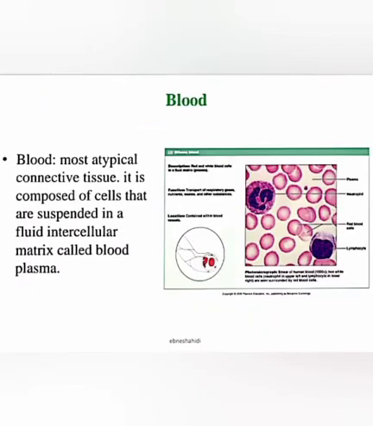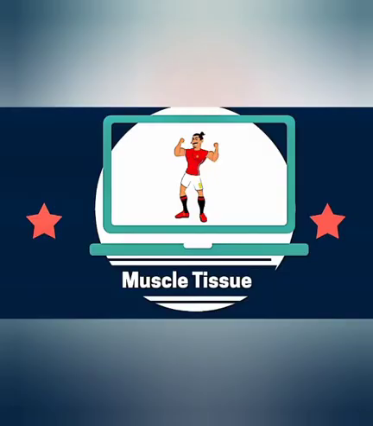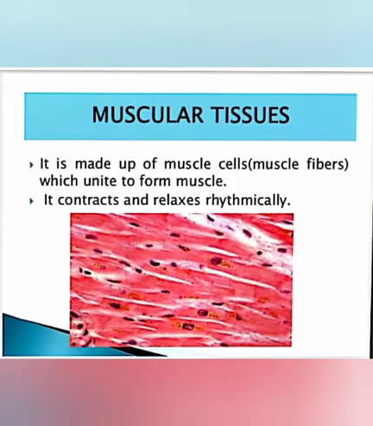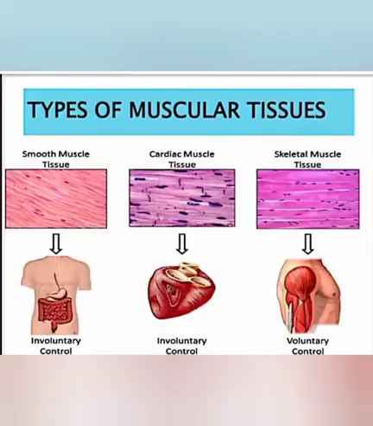Then blood is also referred to as connective tissue. It is a type of fluid connective tissue. Our next type is muscle tissue. Muscle tissue contains the cells that are responsible for the contraction of muscles. There are three types of muscular tissues that we already discussed in our class: cardiac, smooth, and skeletal muscles. I am going to tell you about them one by one.